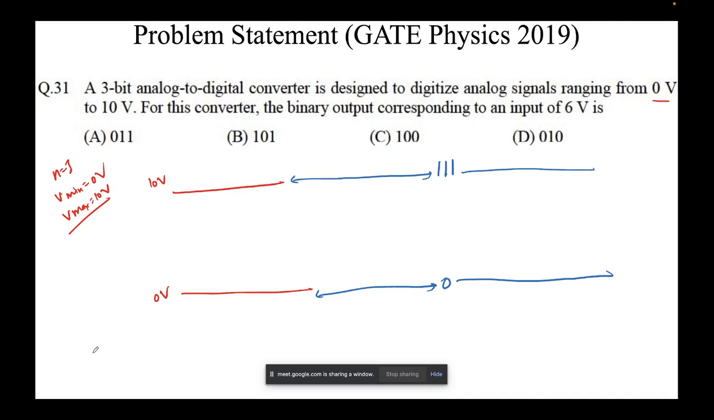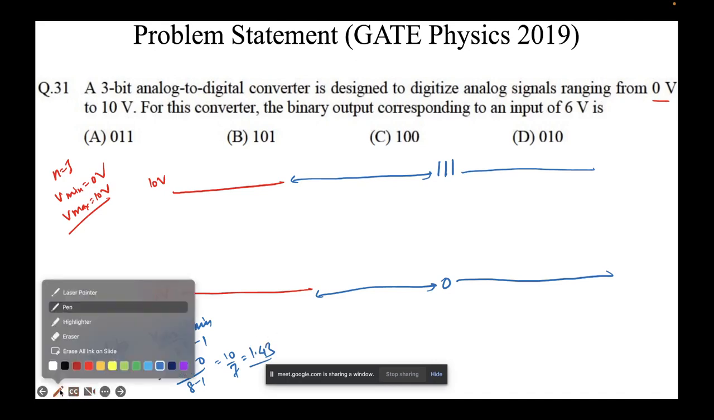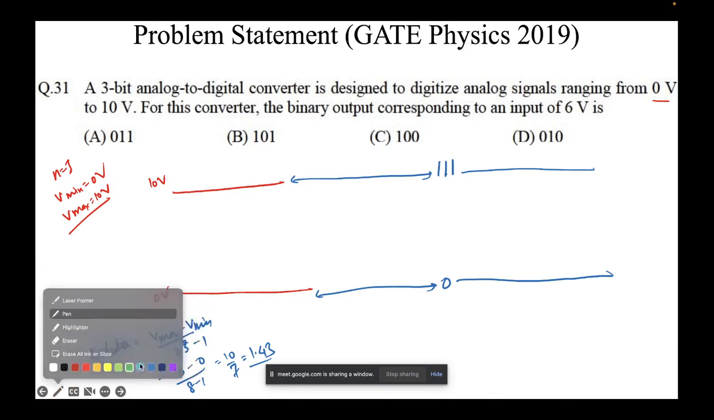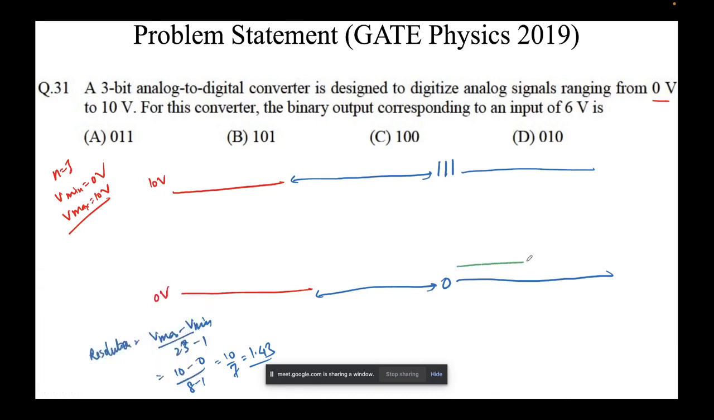Now again, we'll first find the resolution as always. Resolution is Vmax minus Vmin over 2 to the power 3 minus 1. So Vmax is 10 minus 0. Sorry, 2 to the power 3 is 8, minus 1. So that's 10 by 7, and that comes out to be around 1.43. So what does this mean? The resolution is 1.43. This means that if the first step is 0, the next step would be 1.43.